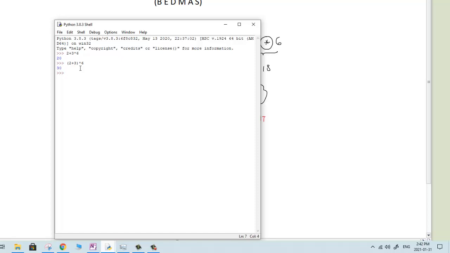So I hope you understand that Python uses BADMAS, and I hope you understand how BADMAS works. Bracket first, exponent, after that division and multiplication together at the same level, and addition and subtraction at the same level. And don't forget, if you have division and multiplication, or addition and subtraction, in the same operation, we start from left to right.